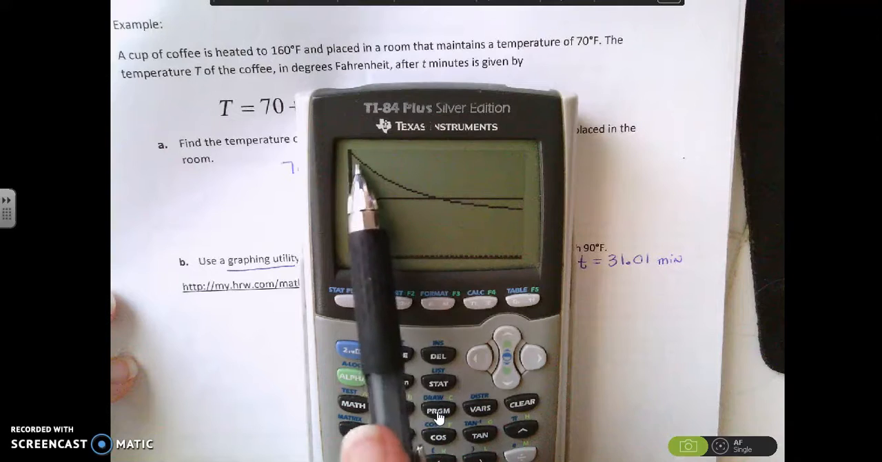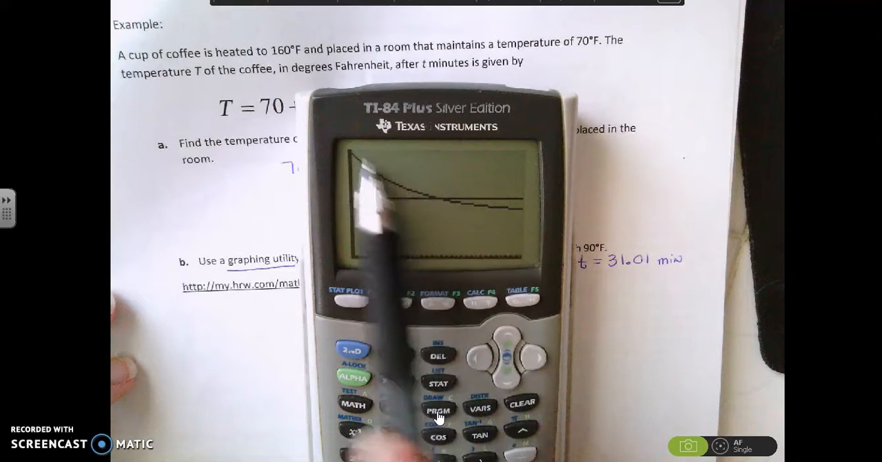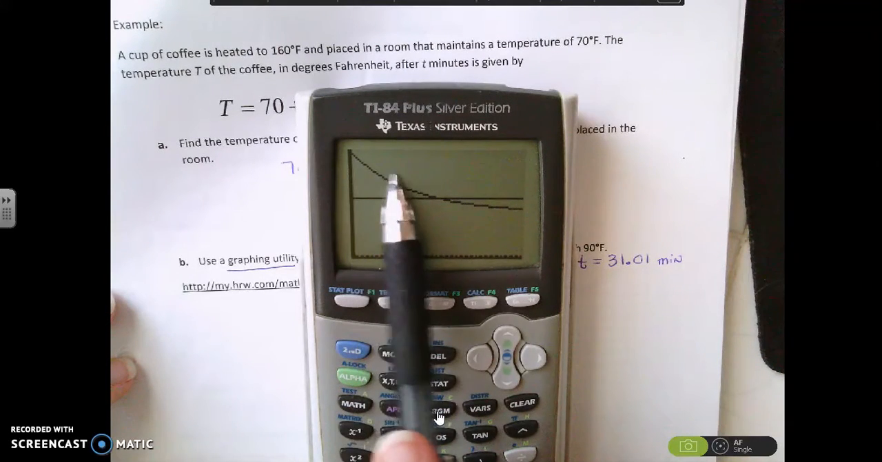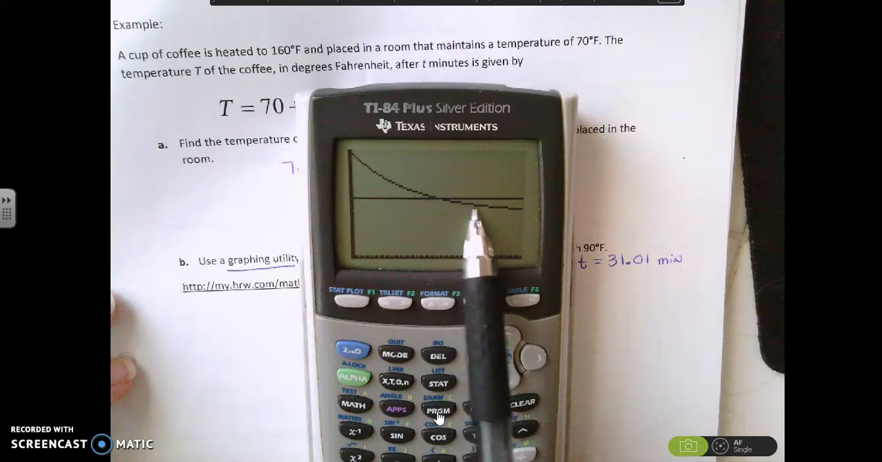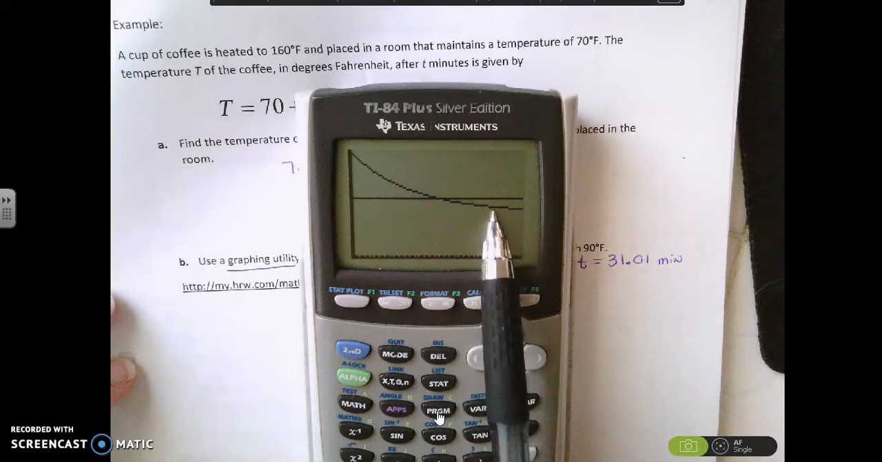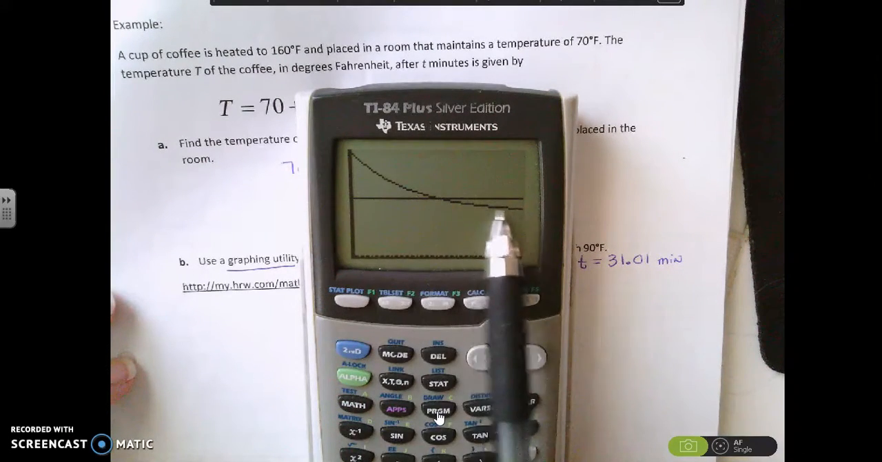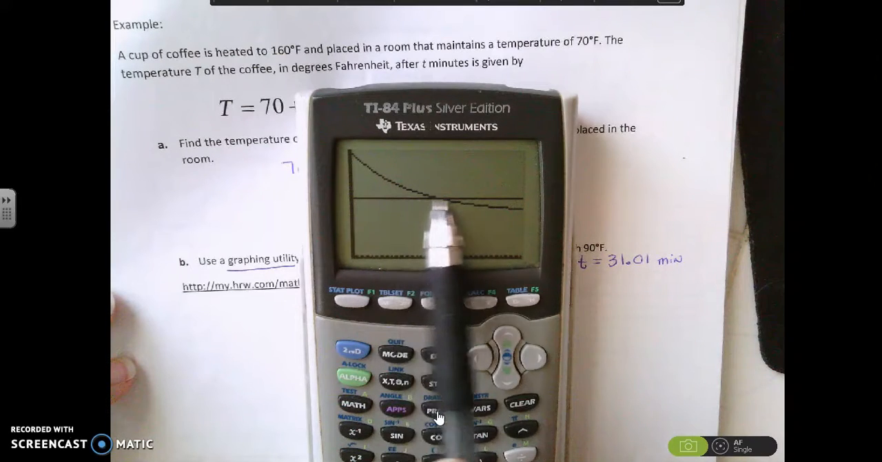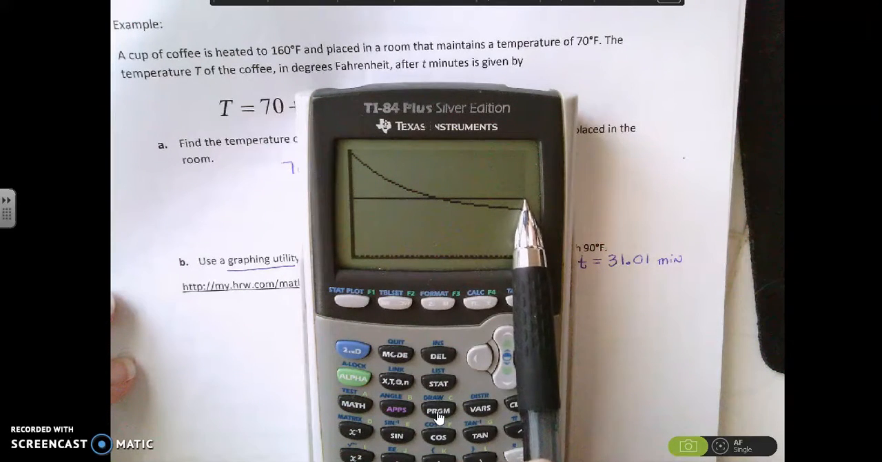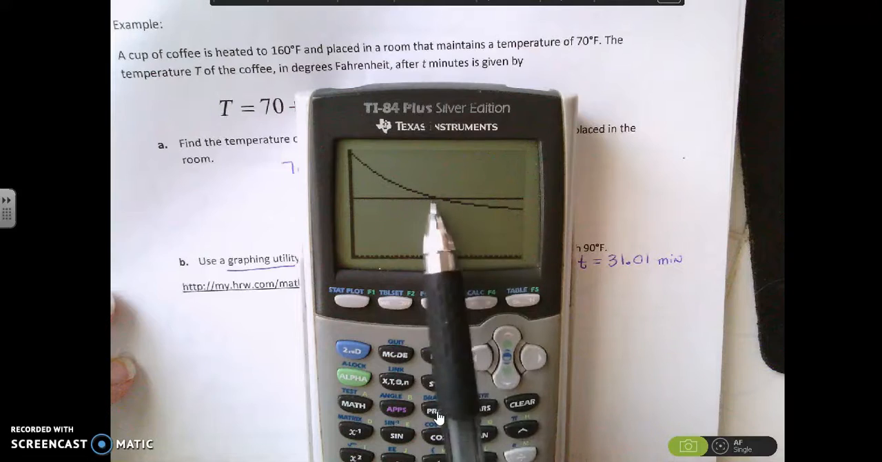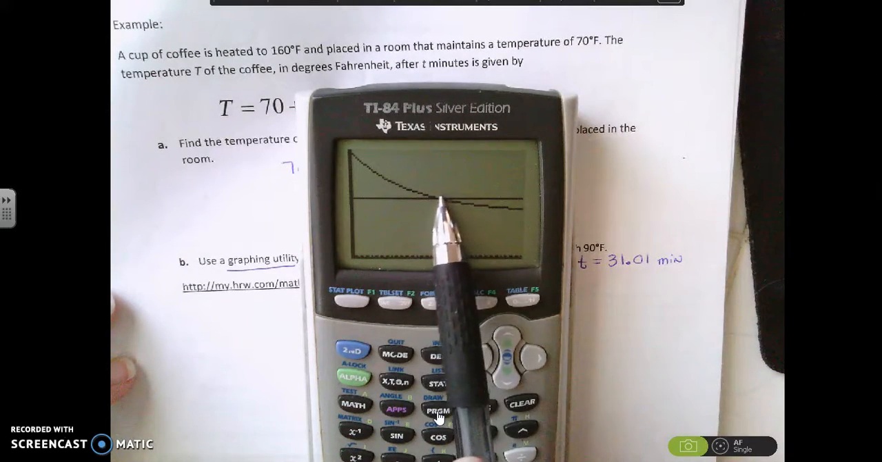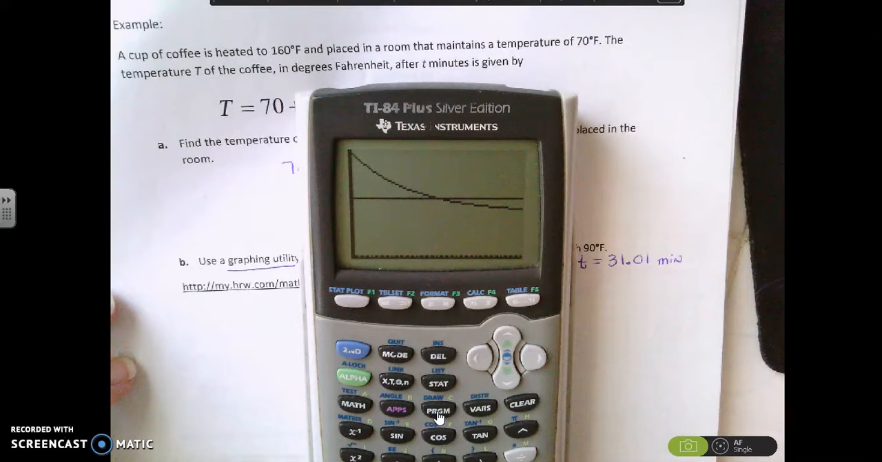Now we're going to look at our graph. What we have here is the temperature of the coffee. It starts at 160 degrees and it starts cooling down, and right about in here is 70, where it starts evening out. It is an exponential function. It is decreasing. This line that you see here is the 90. That's our goal. We want to know, when does this exponential graph reach 90 degrees? So we're going to look for the intersection.